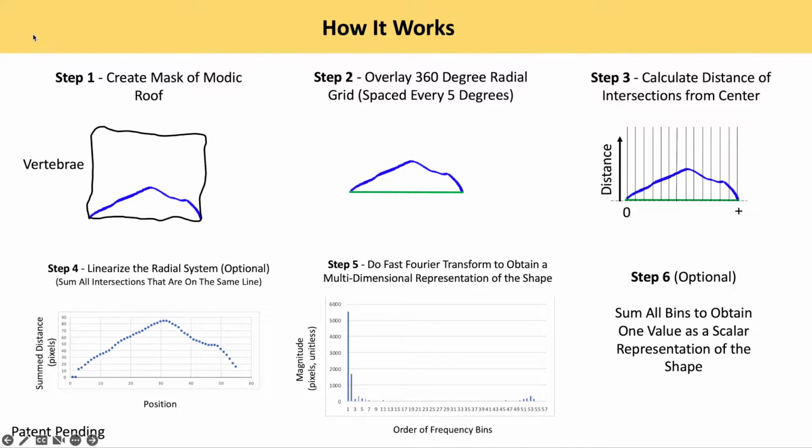And finally, in step 5, we then perform a fast Fourier transform on the data from step 4 to create a frequency plot that is a multi-dimensional representation of the Modic shape. Throughout the presentation, we will refer to the fast Fourier transform as FFT. On the x-axis of each graph, this represents the order of frequency bins, and each bar represents the value of magnitude for the corresponding frequency bin. In this presentation, the bin number is the same as the bar number. In the 6th step, we have a frequency plot which can be converted to a scalar value that represents the shape. For example, all bars can be summed into one value.